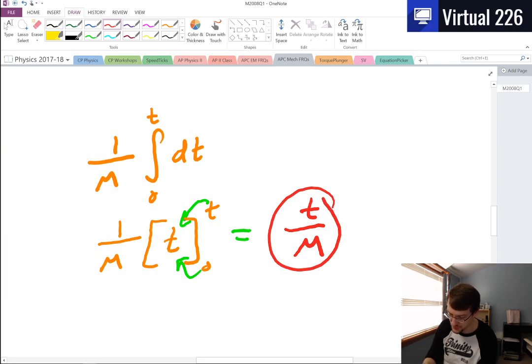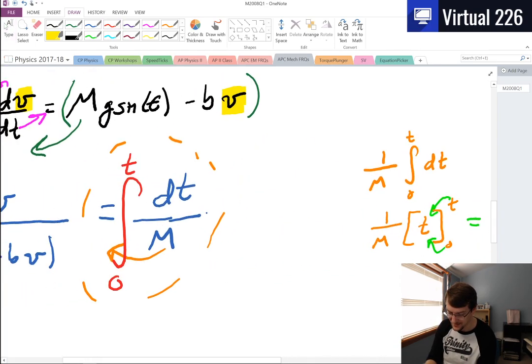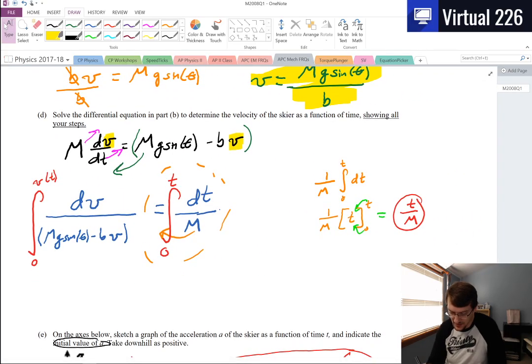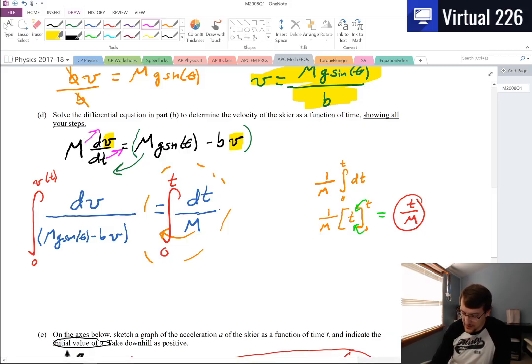Okay, so that was very straightforward for the right side. The left side is a little bit more challenging. To do the left side here, we actually need to do a u substitution. For a u substitution, what I've recognized is I've got a dv in the upper term and a v in the lower term. So I know I'm going to get a natural log out of this, but I've got all this other junk here that I also need to deal with.